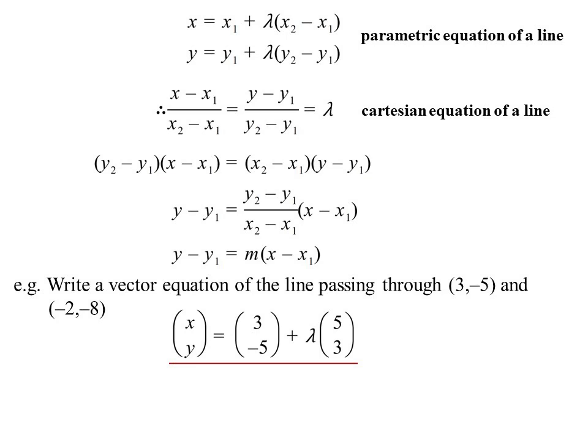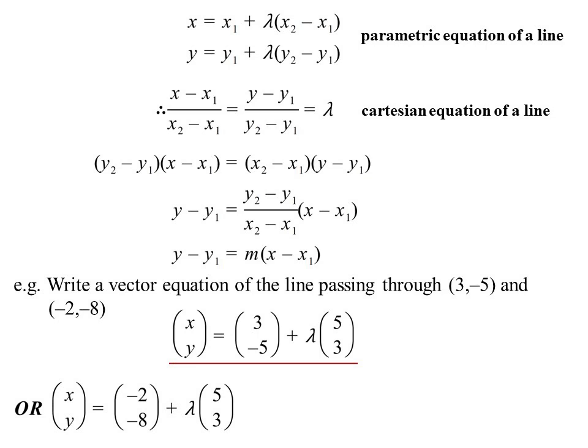So I could have gone, what would it be on the top? I could have gone minus 2 minus 3 is minus 5, but then I'd have to do the y's in the same order. So I'd have minus 8 minus 5, which is minus 3. Well, that's just a negative of what I've got. I could easily factorise the negative, and then lambda would just be negative instead of positive. Of course, I could have written it this way. It could be any point on the line I like.